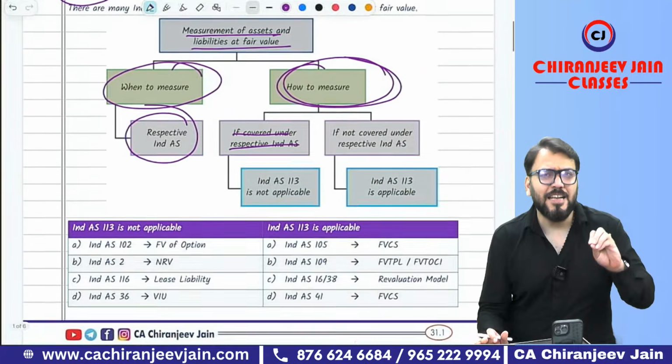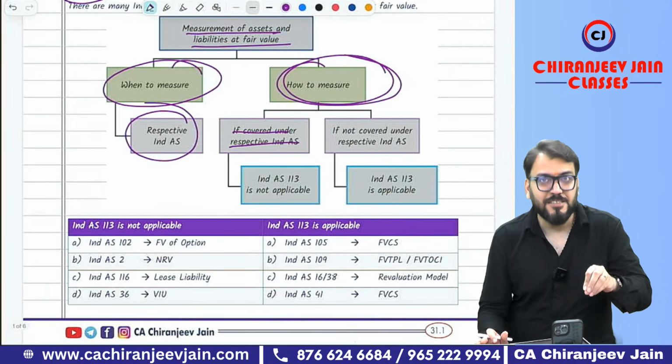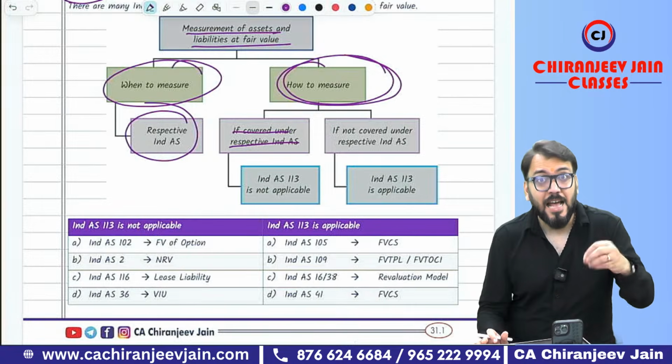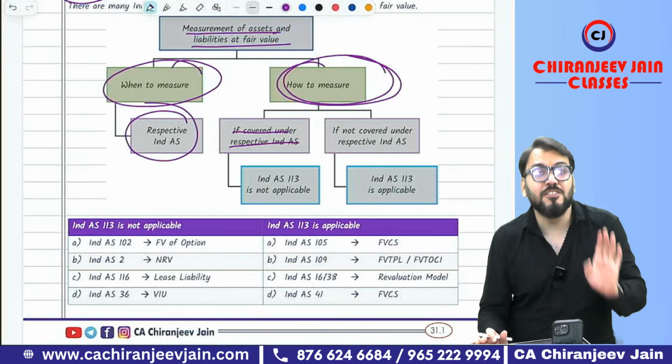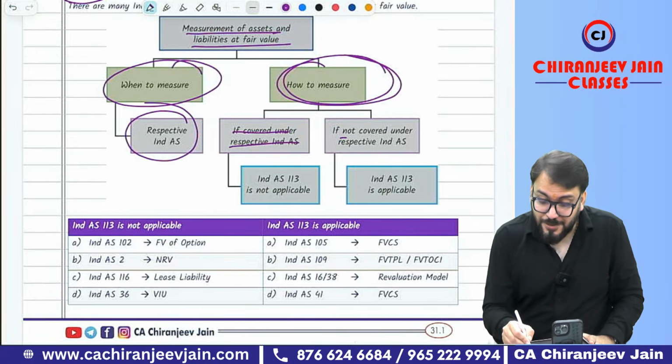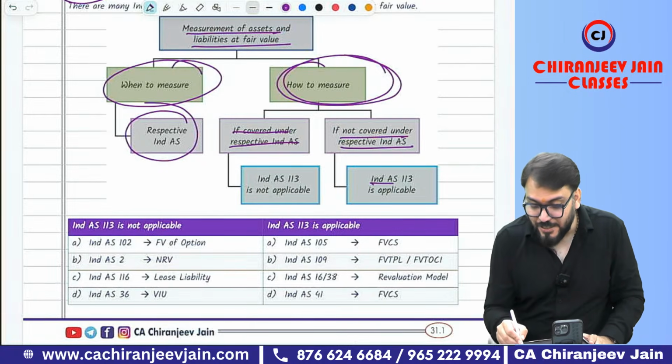For example, in Ind AS 116, the ROU asset and lease liability are measured as per the requirement of Ind AS 116. So for that, Ind AS 113 is not applicable. If it is not covered in the respective Ind AS, then Ind AS 113 is applicable.